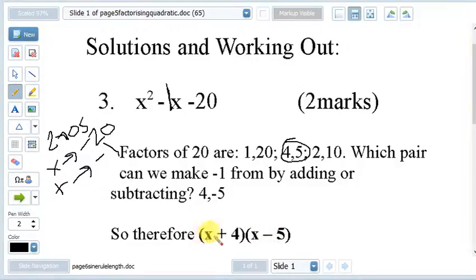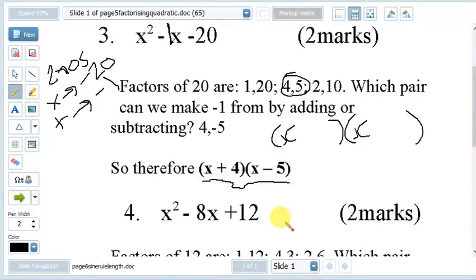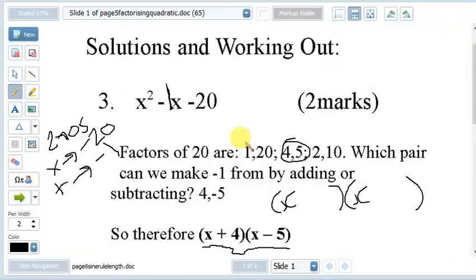So therefore we put our double brackets in with our x's, and then our two numbers, our two factors, we put in here. But make sure that they add or subtract together to give the b value, which is the minus 1. Okay, so therefore that factorised is x plus 4, x minus 5.